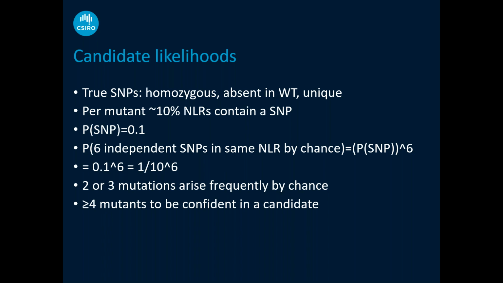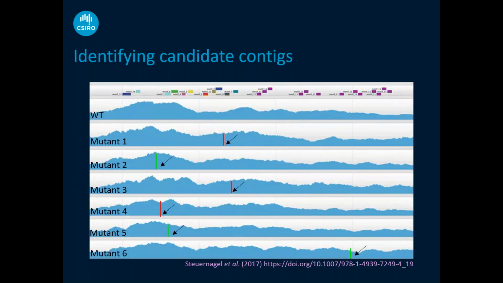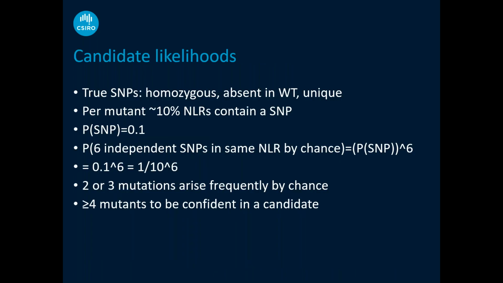So the probability of 6 independent SNPs in the same NLR by chance is 1 in a million. Using these 6 mutants as an example, the null hypothesis is that this just happened by accident, and that is a 1 in a million chance. So you can be fairly confident that this is your target gene.